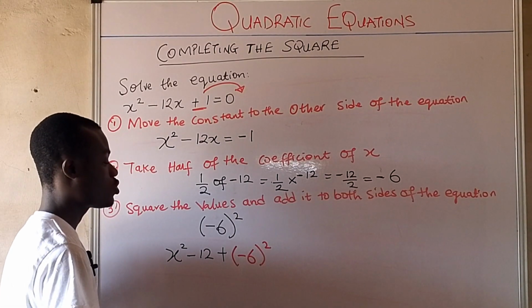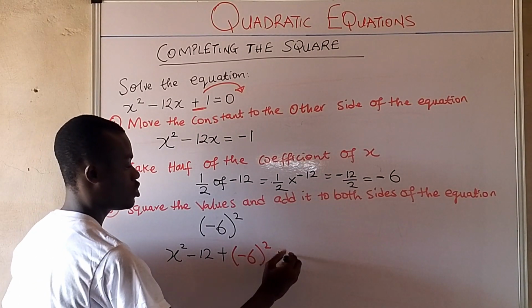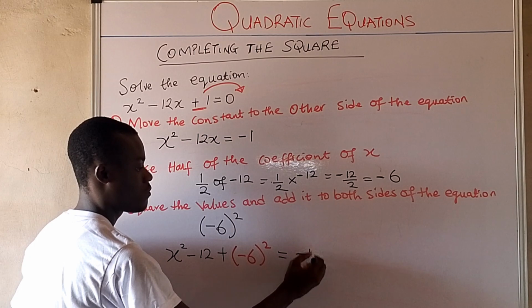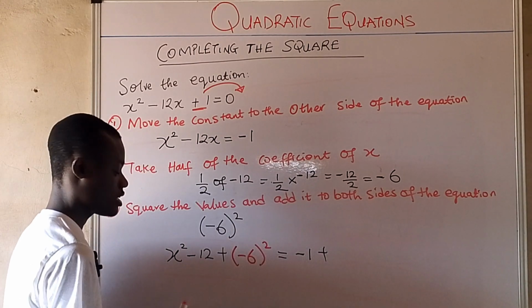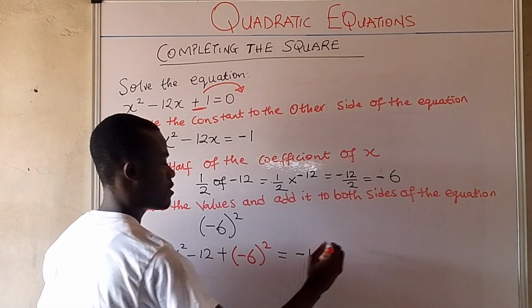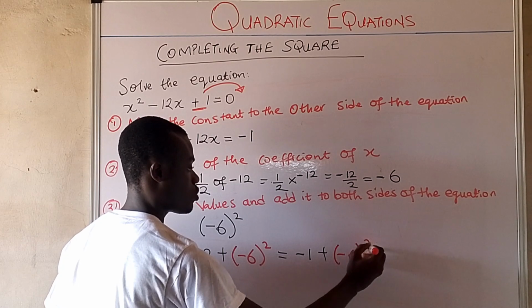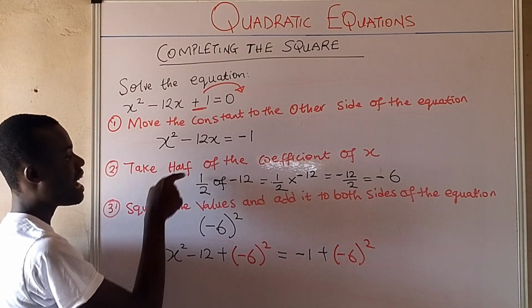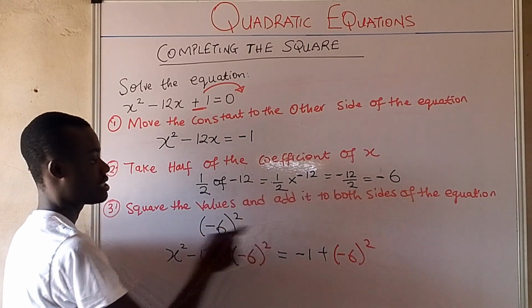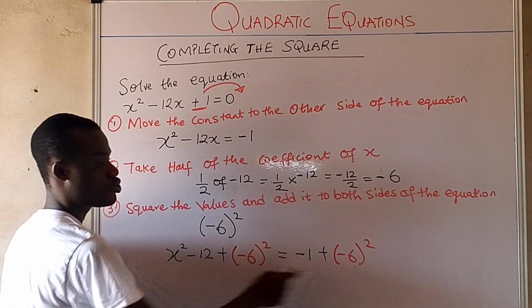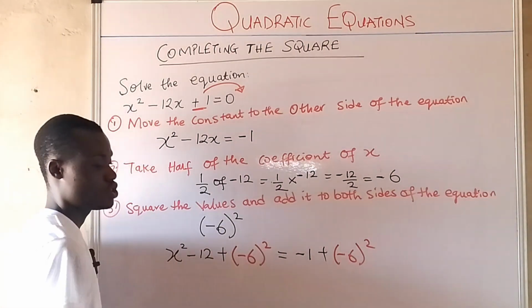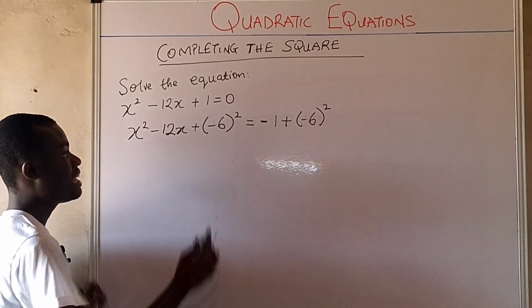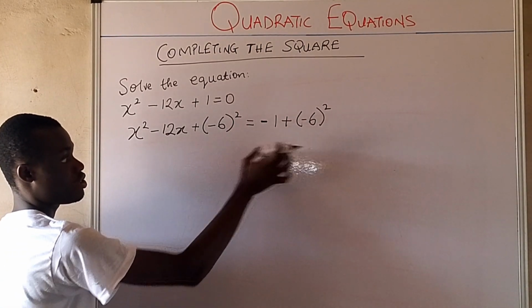On the other side, we are also going to add it to the other side of the equation. So on this other side, we have minus 1. We are going to also add minus 6 squared here. So remember the rule: move your constant, then take half of the coefficient of x, which is minus 6, then square it and then add it to both sides of your equation. So we have added minus 6 squared to both sides of the equation.